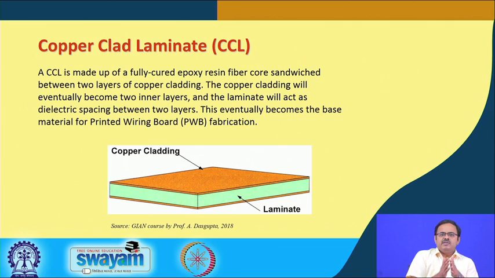Then what we will do is remove the copper where it is not needed and retain only the copper which will correspond to these wiring traces. Therefore, in printed wiring board fabrication, this CCL becomes one of the building blocks. It is a base material, a base assembly on which we are going to build layer by layer.